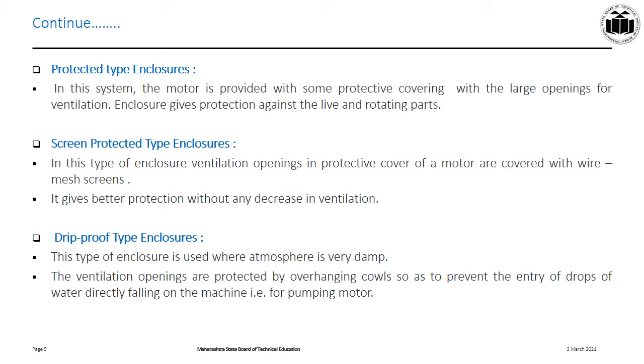Next is drip proof type enclosure. This type of enclosure is used when there is a presence of water or when atmosphere is very damp. So the ventilation openings are protected by overhanging walls so that it will prevent the entry of drops of water directly falling on the machine and will ensure the safety of the motor and the live parts or the windings. The example for the drip proof type of enclosure is the pumping motor.